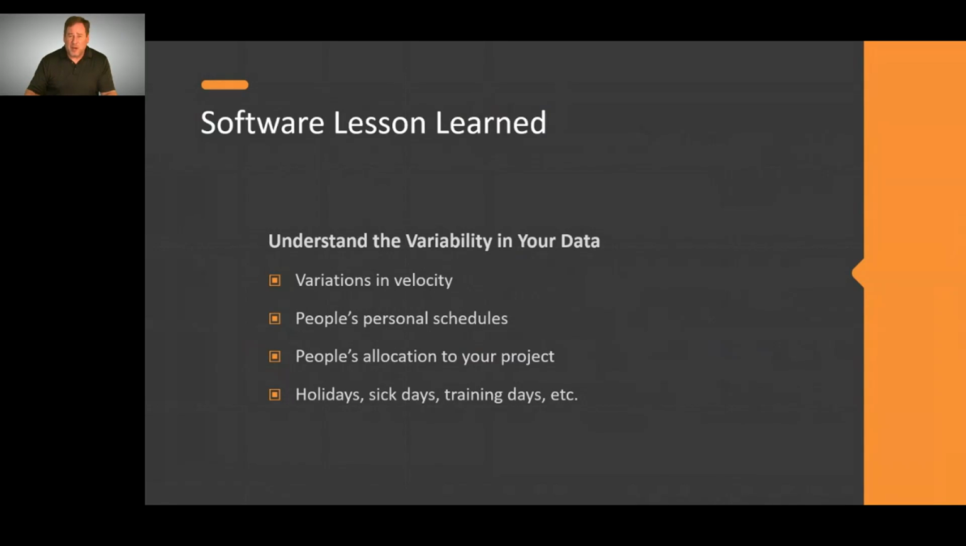In software, we also have common cause and special cause variations. When we look at variations in velocity, that's a question we should be asking: how much of this variation is due to special causes like someone's personal schedule, getting sick unpredictably, or taking a vacation, which is predictable, holidays and so on, which are predictable, training days, which are predictable, or just problems you run into, which maybe are less predictable.